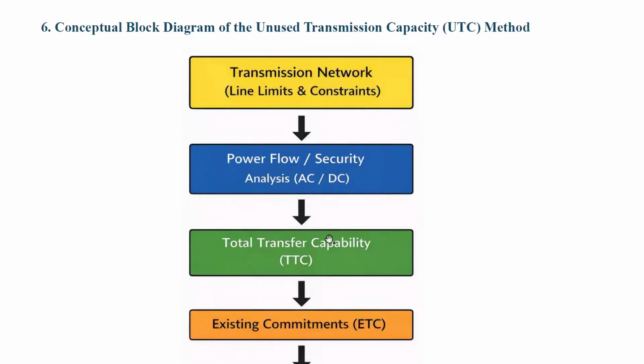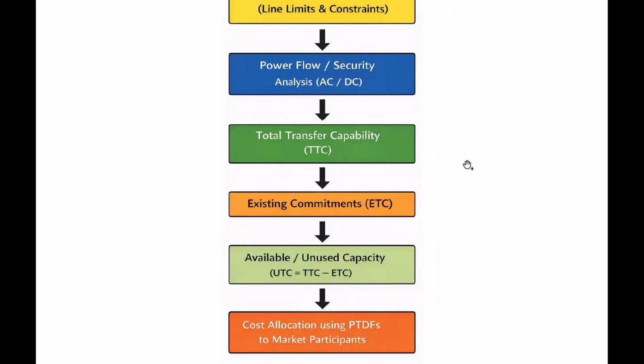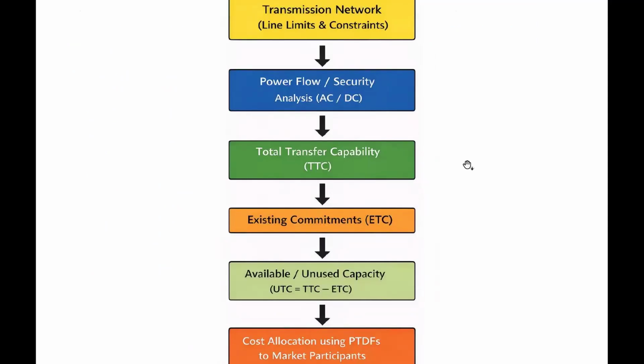So this is a conceptual block diagram of the unused transmission capacity. First, transmission networks like line limits and constraints that we need to choose. Next, we need to do the power flow analysis, either AC analysis or DC analysis or security analysis. Next, we need to calculate the TTC, total transfer capability. Next, we need to calculate the existing transmission commitments.